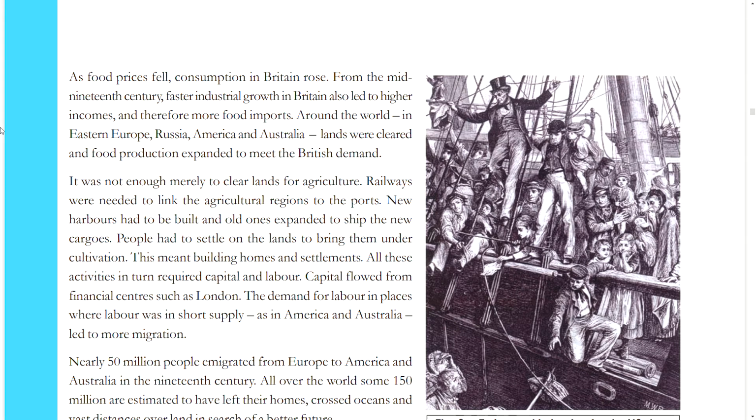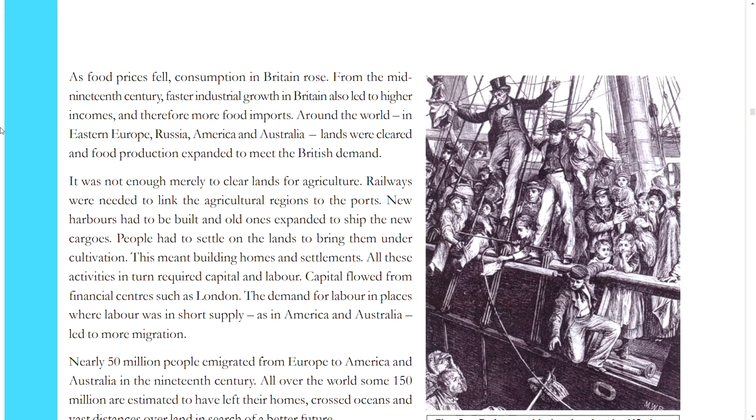As food prices fell, consumption in Britain rose from the mid 19th century. Faster industrial growth in Britain also led to higher incomes and therefore more food imports. Around the world, in Eastern Europe, Russia, America, and Australia, lands were cleared and food production expanded to meet the British demand.